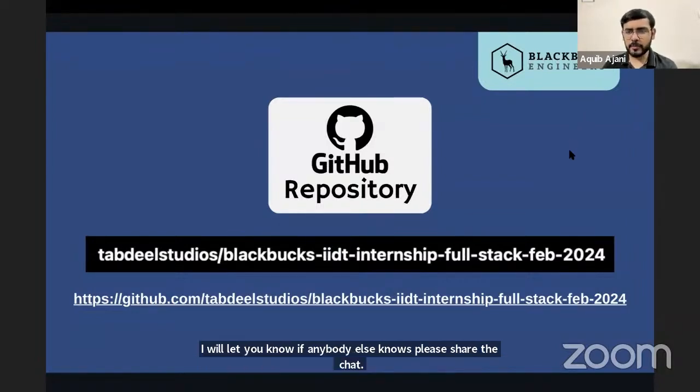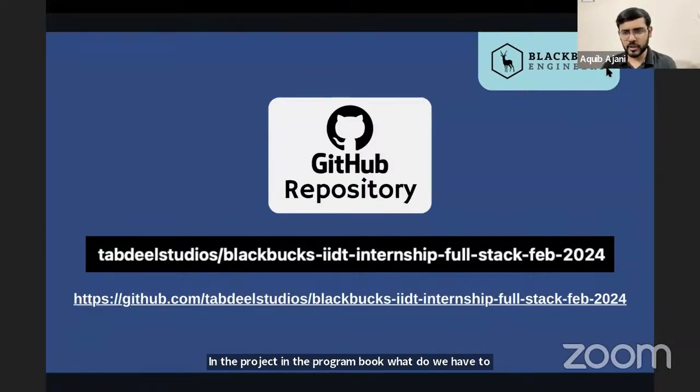In the project, in the program book, what do we have to write? Is it about FSD or about the project topic? I think it should be about the sessions that we are having. So that should be FSD. But again, I am not 100% sure. I will confirm this with the team and let you know.